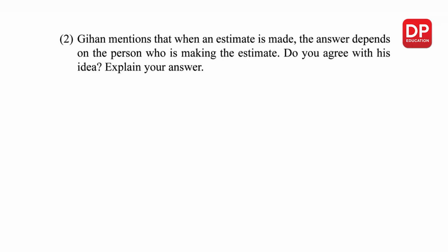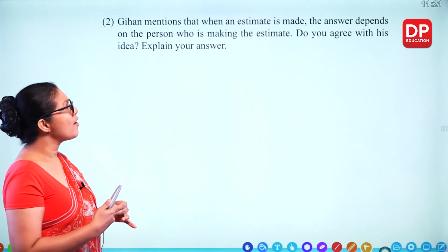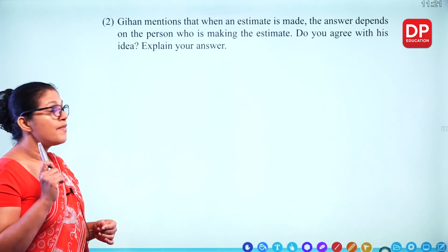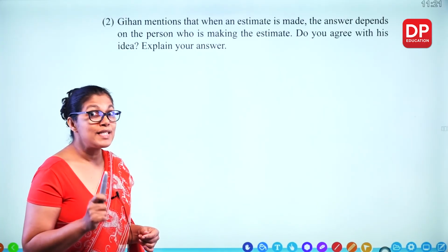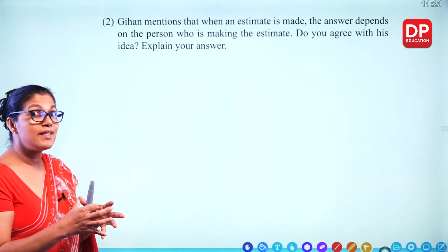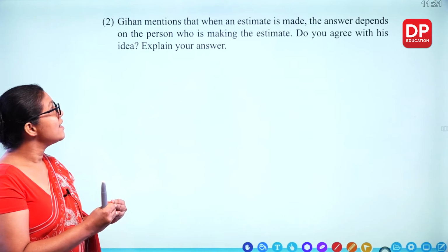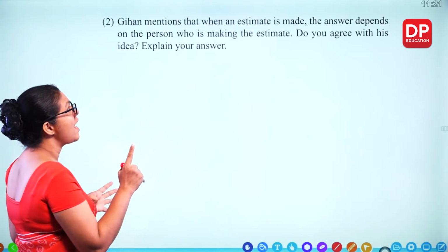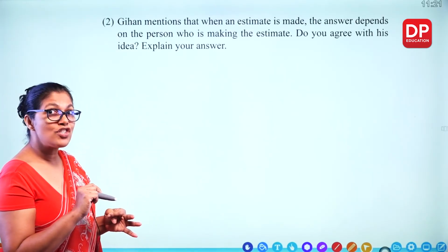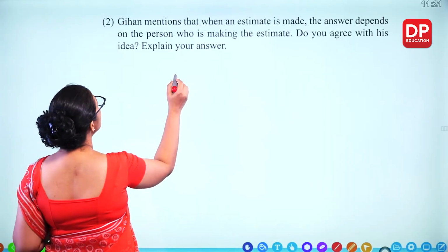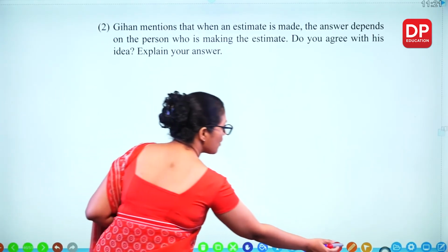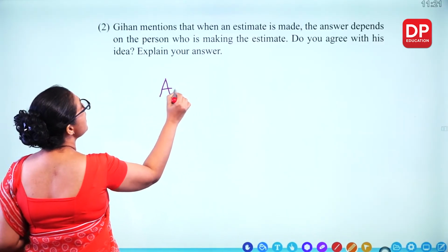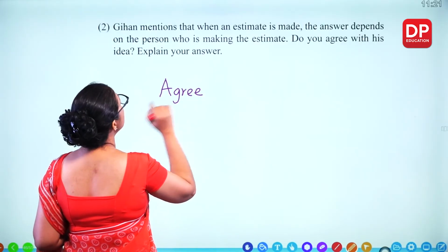Question number 2. Gihan mentions that when an estimate is made, the answer depends on the person who is making the estimate. Do you agree with his idea? Explain your answer. I told you before that when you want to overtake, you have to be careful with the speeds. So you can get a better estimate if you have the experience and then careful observation. So you can say agree to this statement. You can say agree to the Gihan statement.